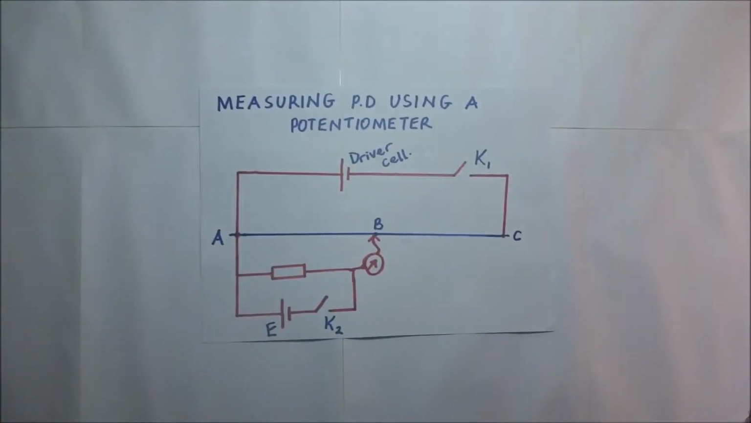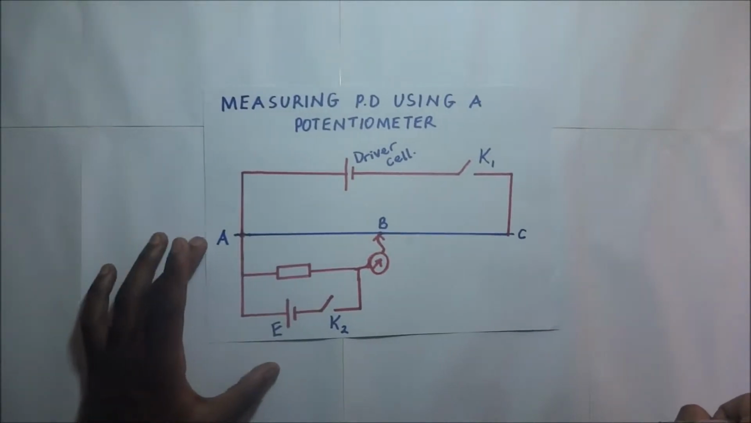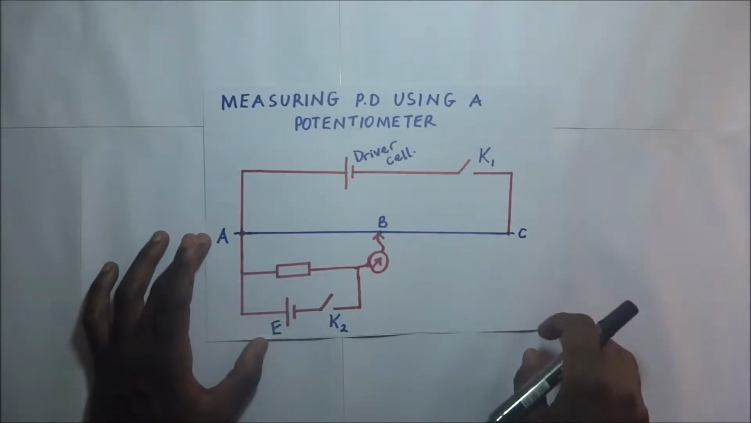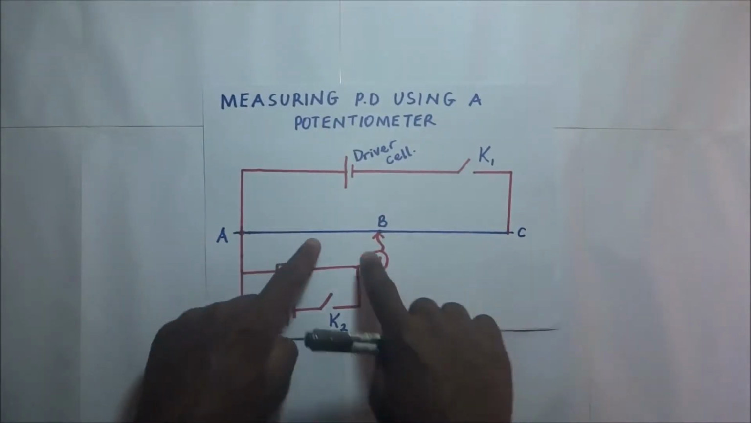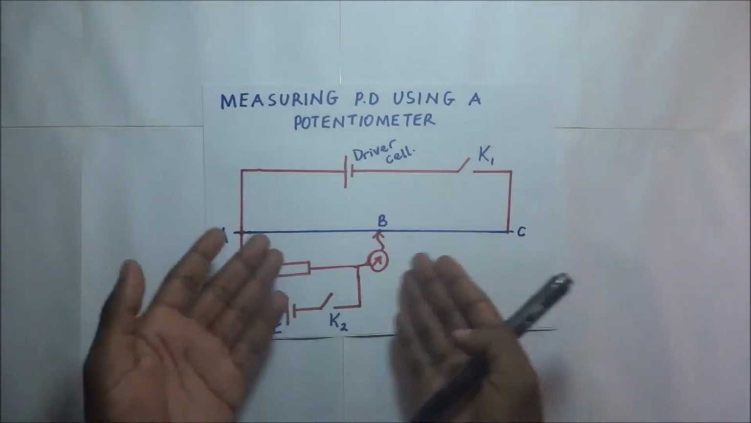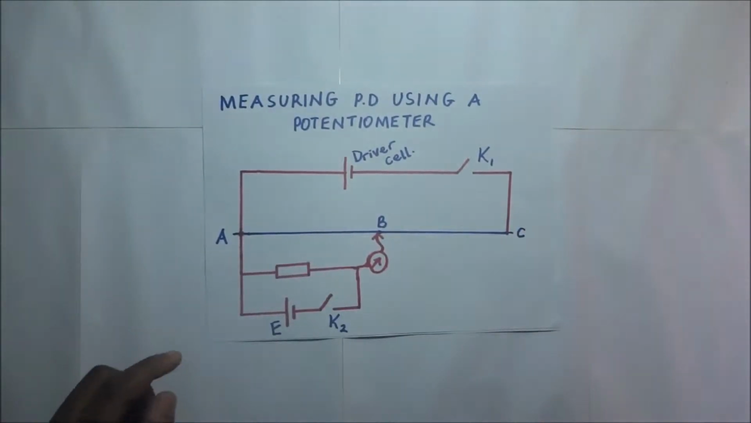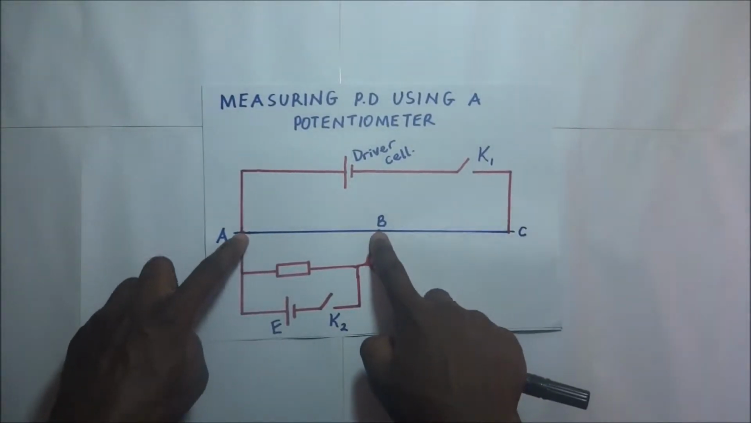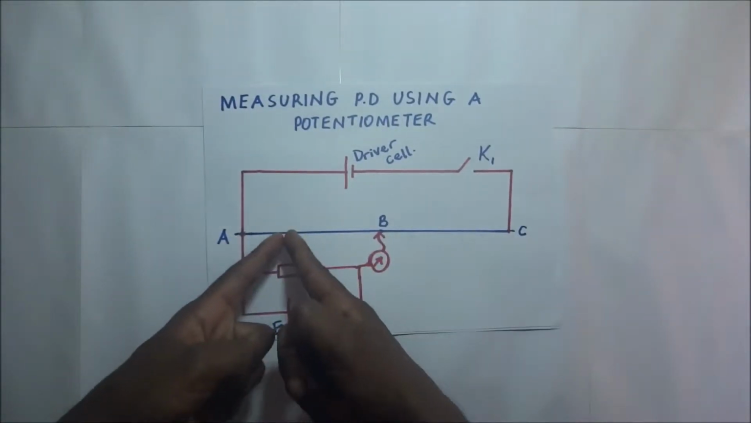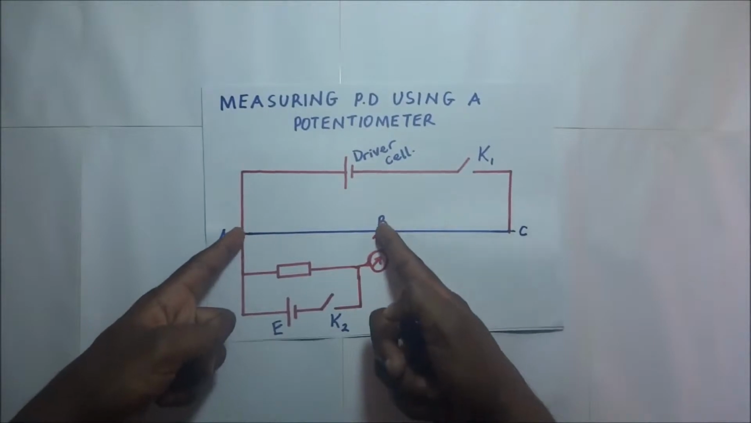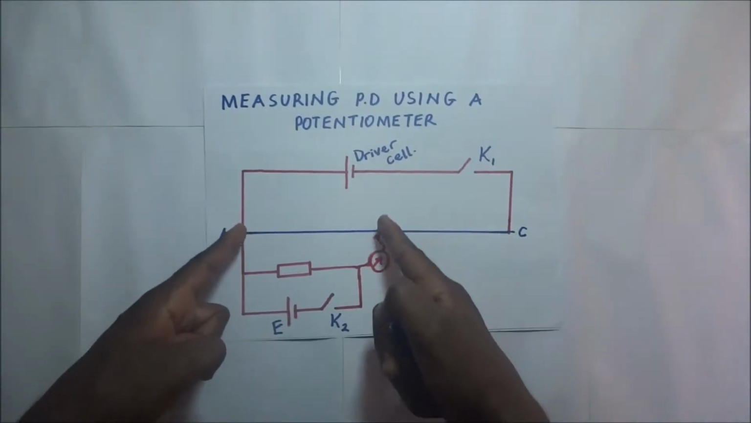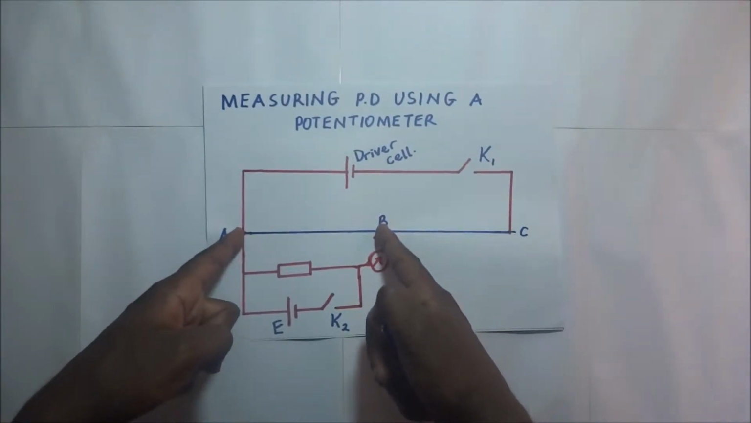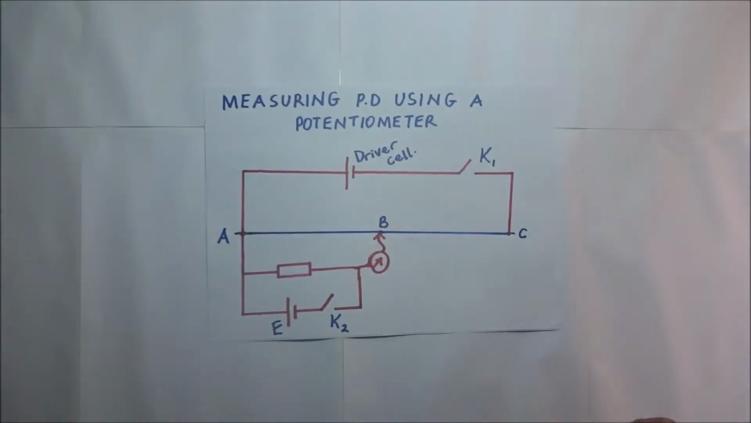In our previous video, we were exploring how we standardize a potentiometer, and we explicitly said that standardizing a potentiometer is the process of finding the PD per unit length of a potentiometer wire. When we find the PD per unit length of a potentiometer, we are able to simply tell the potential difference across a portion of the wire by multiplying the length of that portion of the wire by the PD per unit length.